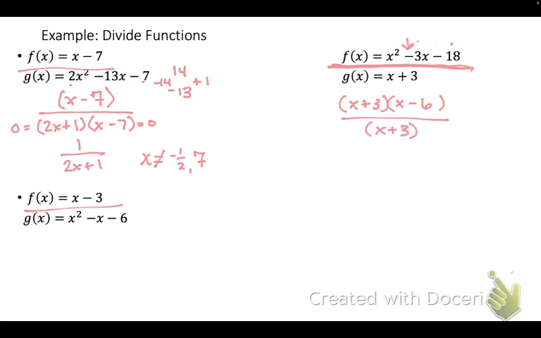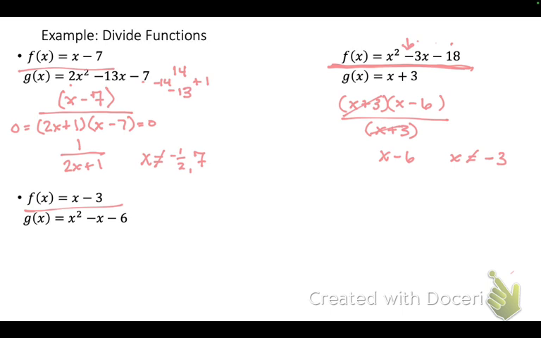Okay, are you always going to be able to reduce? No. Should you always factor? Yes. Okay, so now my answer is x minus 6, and x cannot equal what? Negative 3. That's all we're doing. It's always 1.